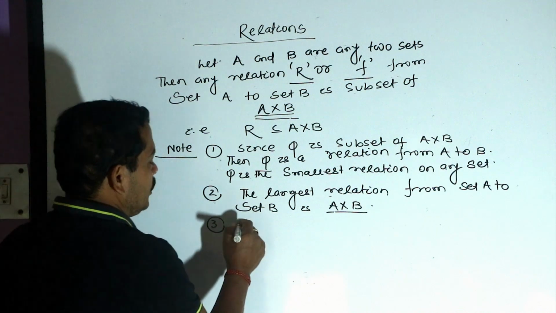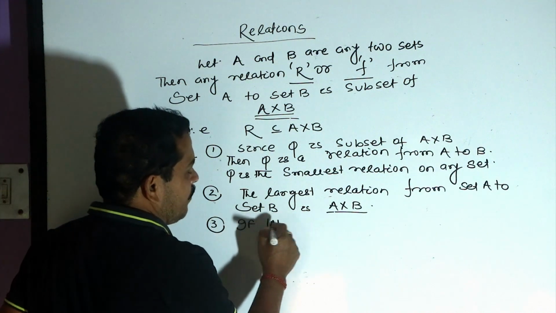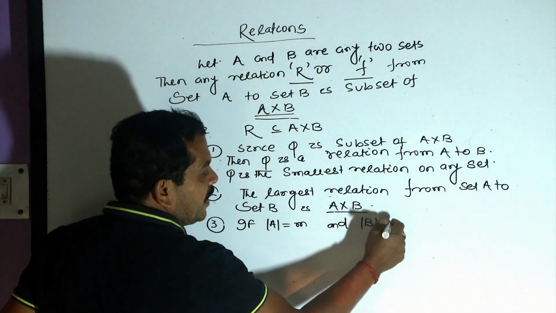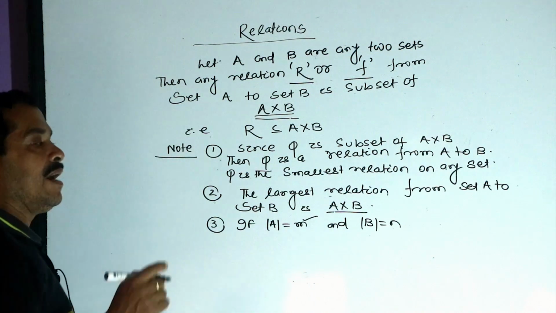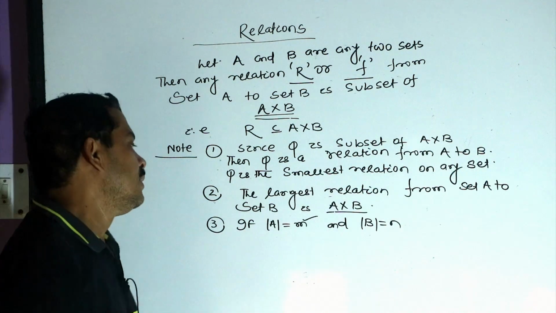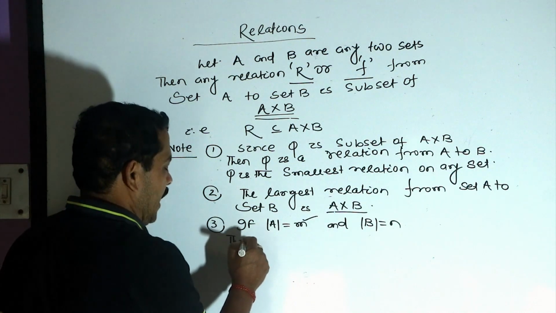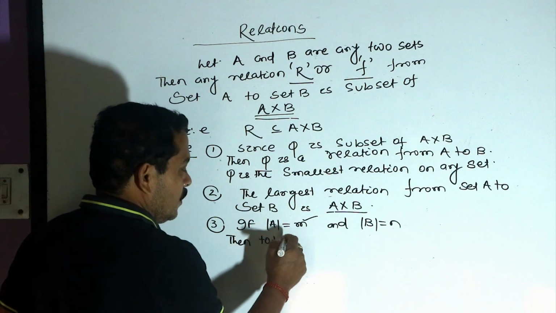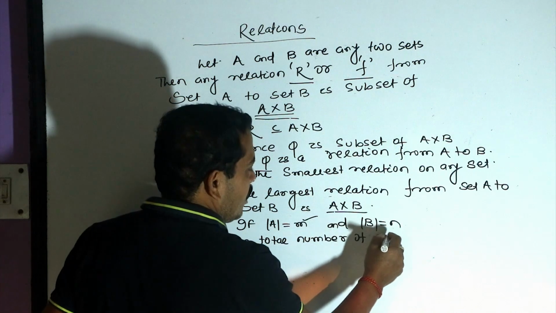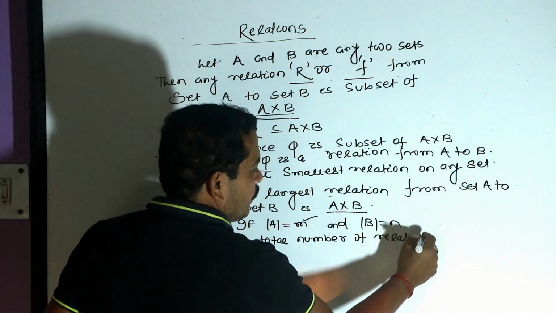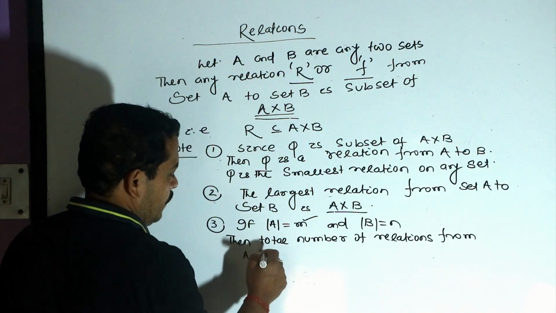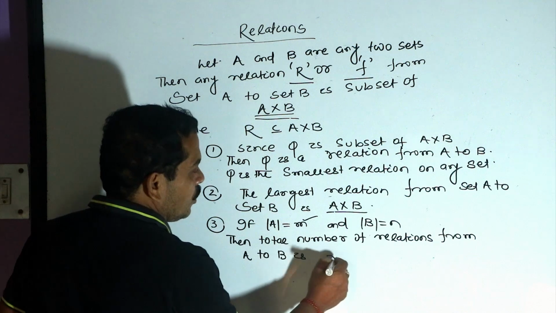Number 3. If cardinality of A is m and cardinality of B is n, meaning set A contains m elements and set B contains n elements, the total number of relations from A to B is 2 to the power mn.